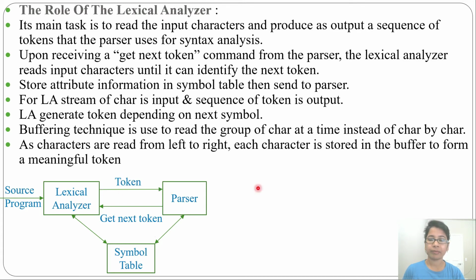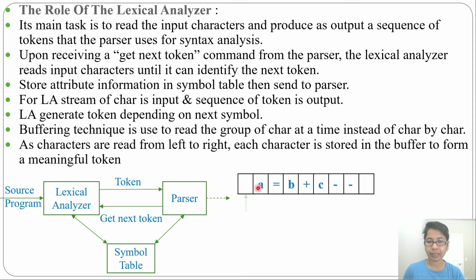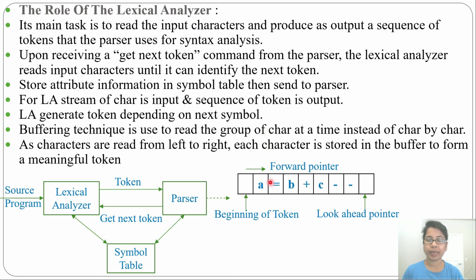Then how does it use the buffering? There will be a buffer and there will be a pointer at the beginning of the token, and there will be a look ahead pointer. It will see the next symbol, then there will be a forward pointer. So at the beginning of the token there will be a pointer, it will read one character and check whether it is a token, then it will generate, then read the next character, then read the next character. This is a buffer where it can store some characters and read a group of characters. Lexical analysis generates tokens depending on the next symbol. It cannot generate tokens by just seeing the current symbol. It should check the next symbol, then only it can generate the token.